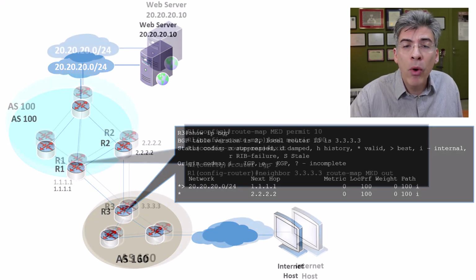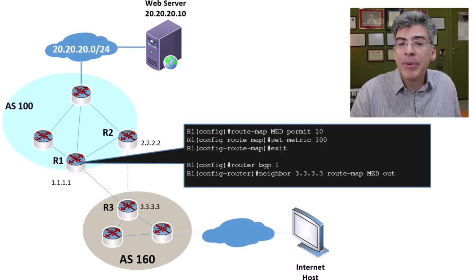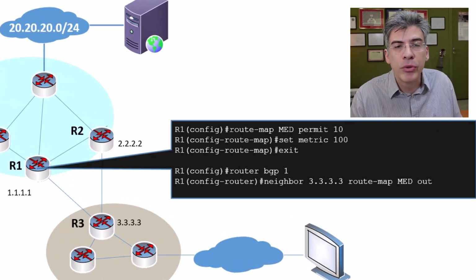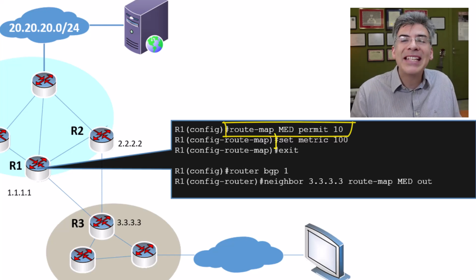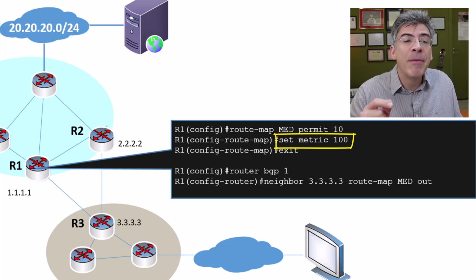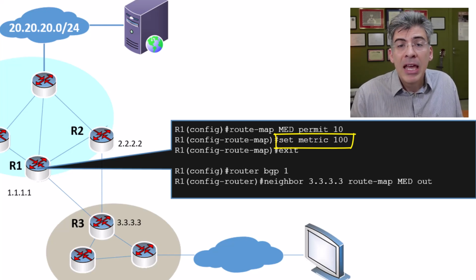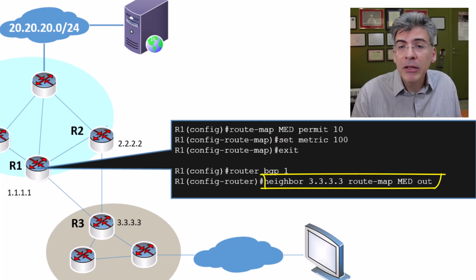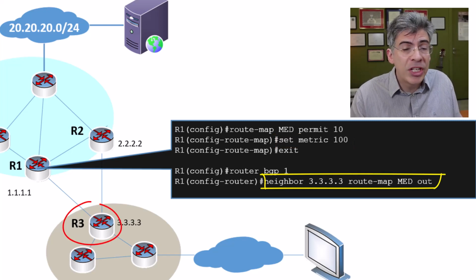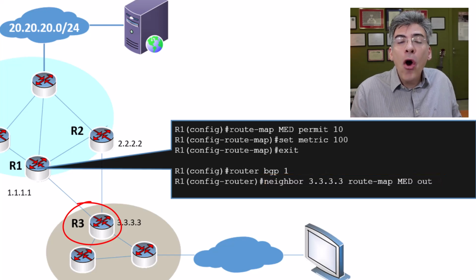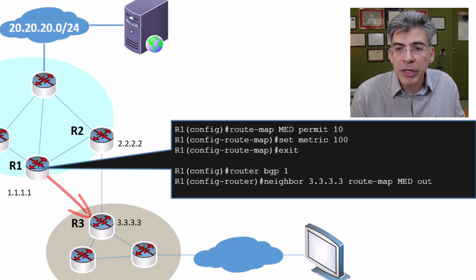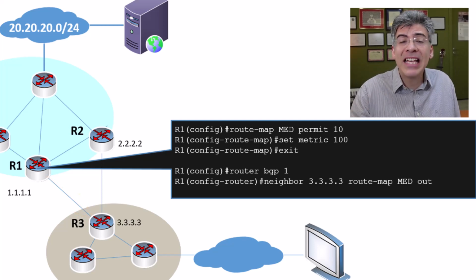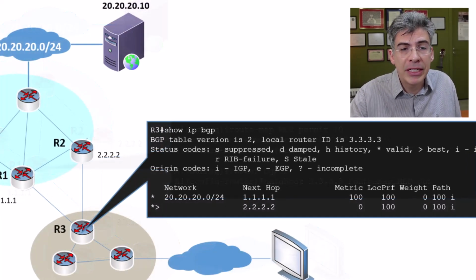Now let's go into R1 and create what is known as a route map to change the MED of the advertised routes. First, we start by creating a route map, and we'll call it MED, and we can use a set command to set the value of MED to a value of 100. Then we apply the route map to the peering with neighbor 3.3.3.3, which is R3. The result is that all advertised routes sent out of R1 to R3 will set the MED to a value of 100. Now let's take a look at how this has changed the BGP table in R3.